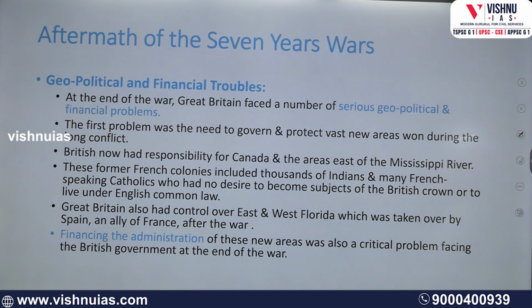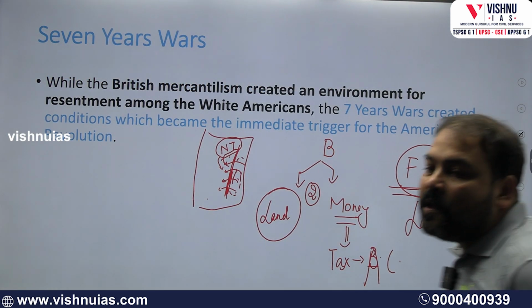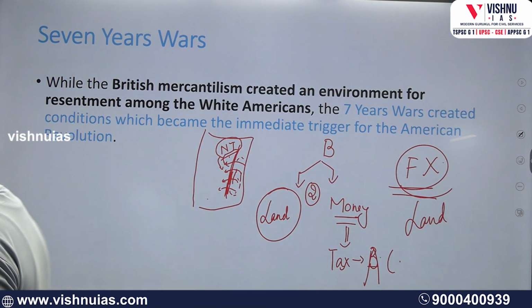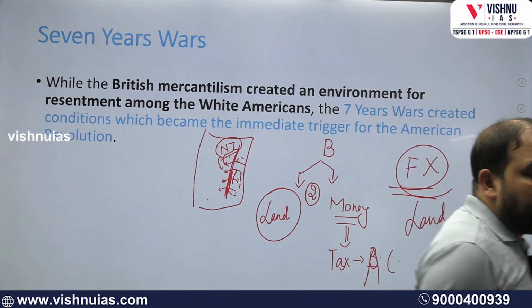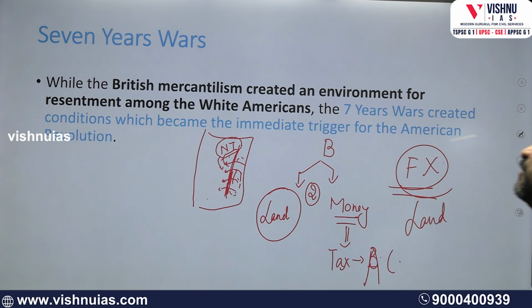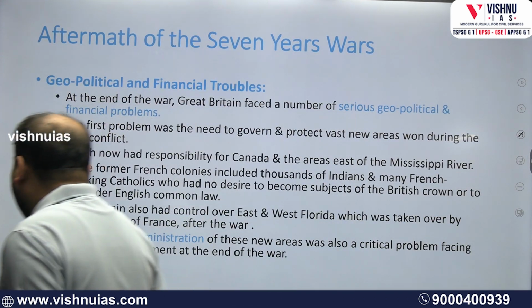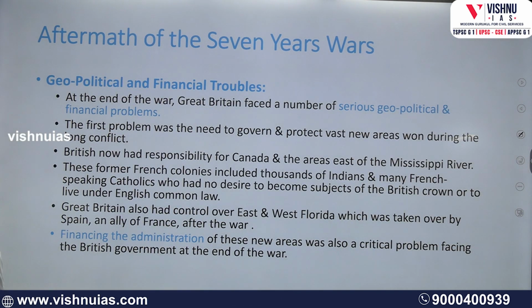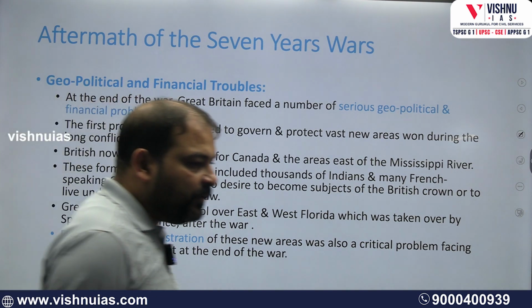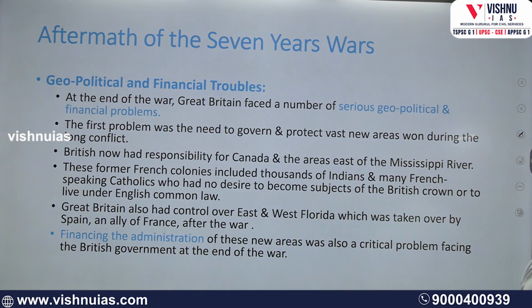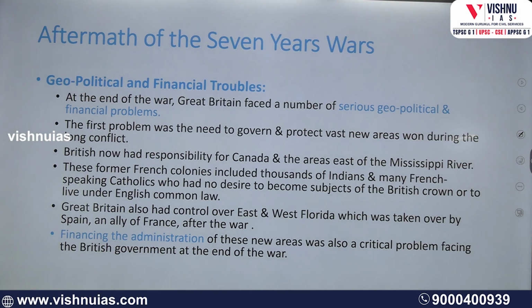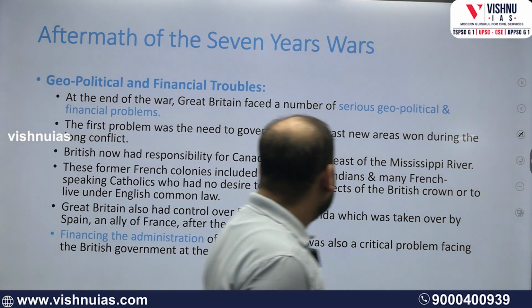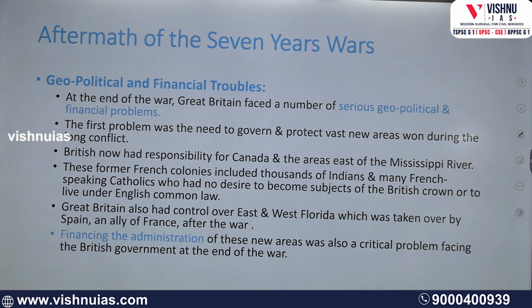Just write 2-3 lines, I'll tell you. You have written till the 7-year war. Write the first point: geographical and financial troubles for British after the 7-year war.